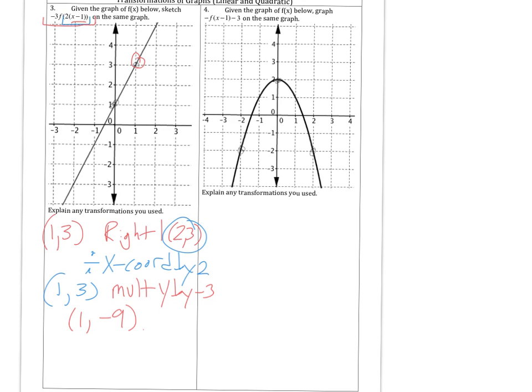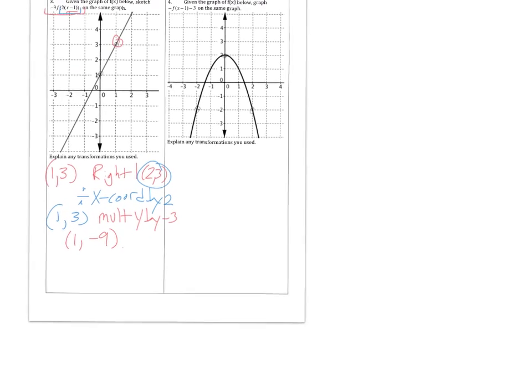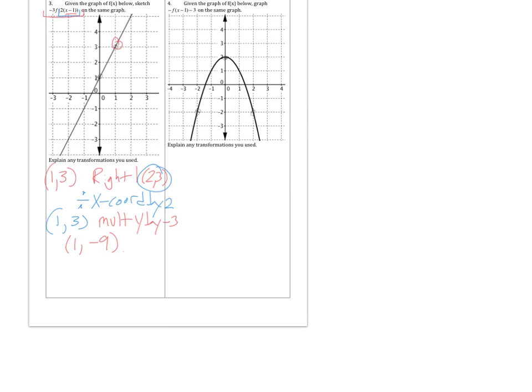My second point here, I'm going to use the same process. I'm going to zoom out a little bit again. So we're starting with the point 0, 1. I'm going to go right 1, and that's going to become 1, 1. I'm going to divide the x coordinate by 2, and that's going to become 1/2, 1. And I'm going to multiply the y coordinate by negative 3. And that's going to become 1/2, negative 3.